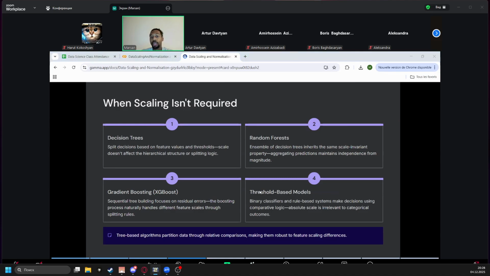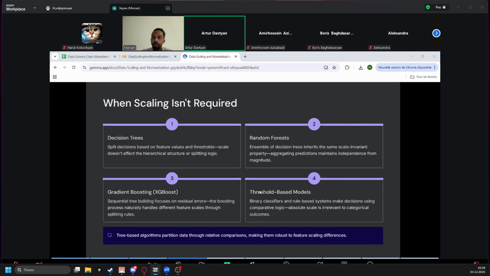So when is scaling not always needed? Scaling is not needed when our algorithm doesn't need to compute distances or gradients. Some of them are the tree-based models, like decision trees, random forest, XGBoost, which are algorithms based on decisions and not on distance computation. So for these types of algorithms, we don't need to scale our data first.